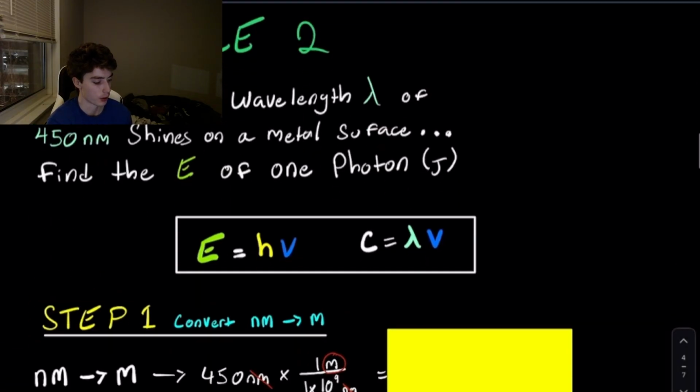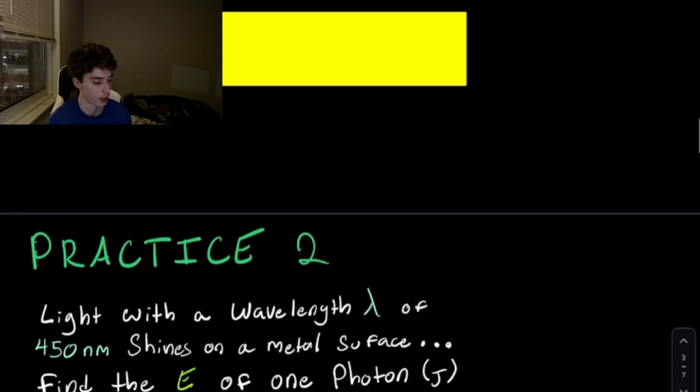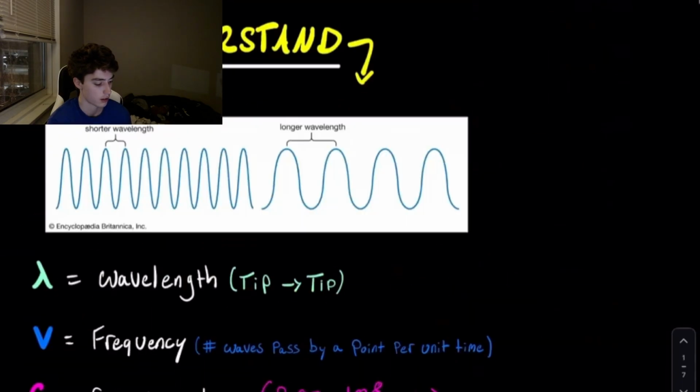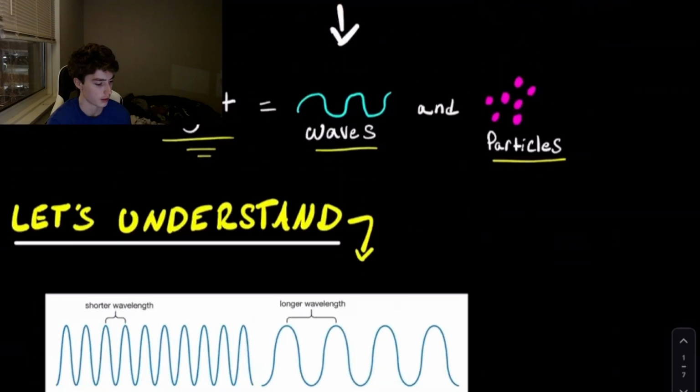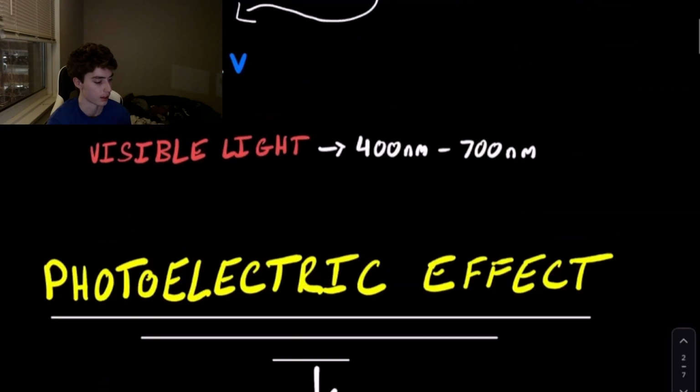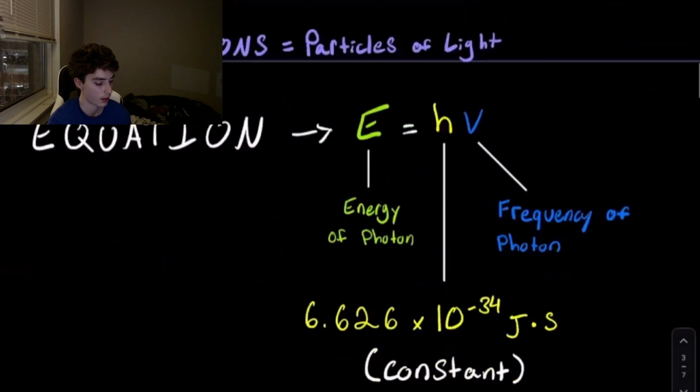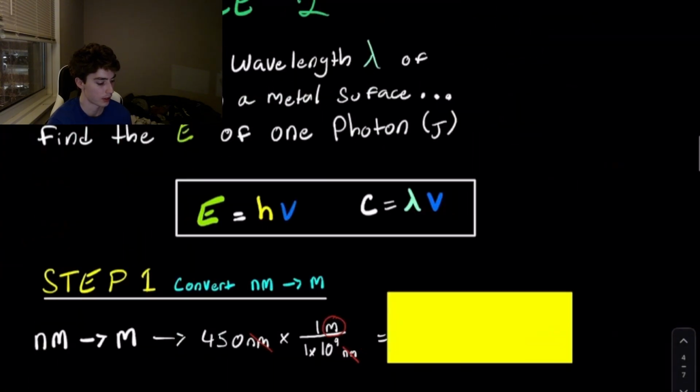Practice question number 2. We're going to use both of these equations. The equation, did I draw it up here? I guess not. Right here, this equation right here. We're going to use both of these equations to find energy and to find the speed.